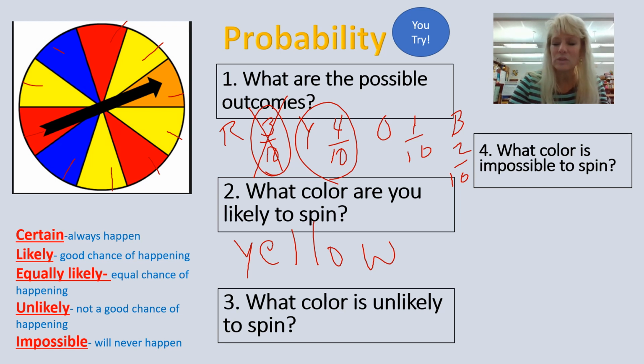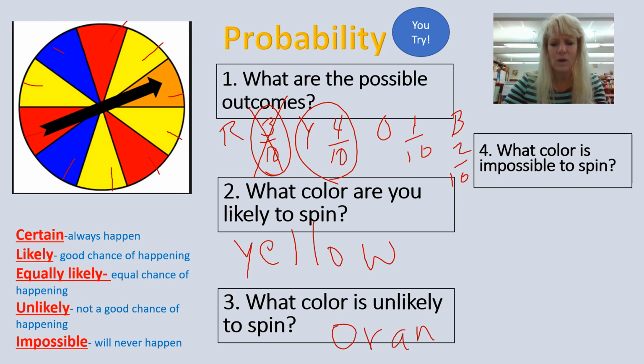All right, what color is unlikely to spin? With the orange being only one, we'd say that's the least likely. But basically, the other ones would be unlikely then. They would be under that 5/10, which is equally likely. So it would be under that, and it would make them unlikely. But the least likely one would be the orange.